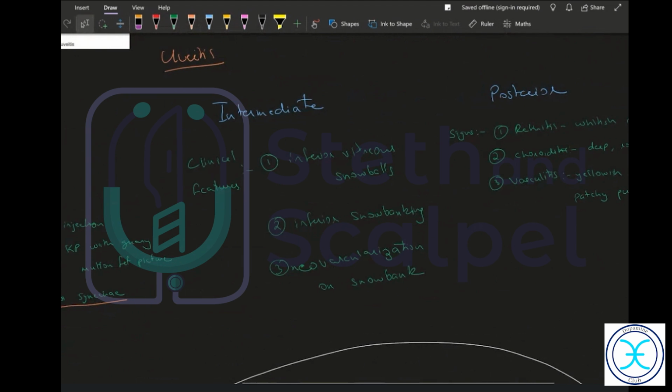There are some conditions, specific things you will see in intermediate uveitis. You can see vitreous snowballs, then inferior snow banking, and neovascularization of the snow bank. I personally didn't understand how this happens or the mechanism behind it, but it's mentioned in the textbook. And if they ask something about uveitis, I needed points to write down, so I've noted down all of this.